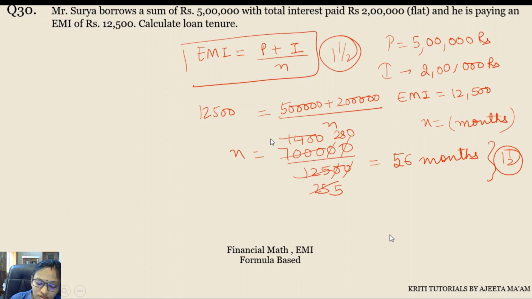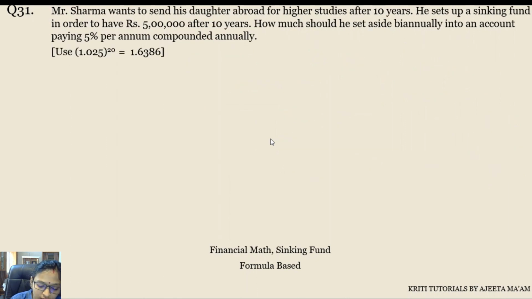Right? Now this was a very simple question. Now let's come to the next question, which is again from the same unit of financial maths. Now in financial maths, this is the other topic, that is sinking fund. Now, Mr. Sharma wants to send his daughter abroad for higher studies after 10 years. He sets up a sinking fund in order to have rupees 5 lakh after 10 years. How much should he set aside biannually into an account paying 5% per annum compounded annually?